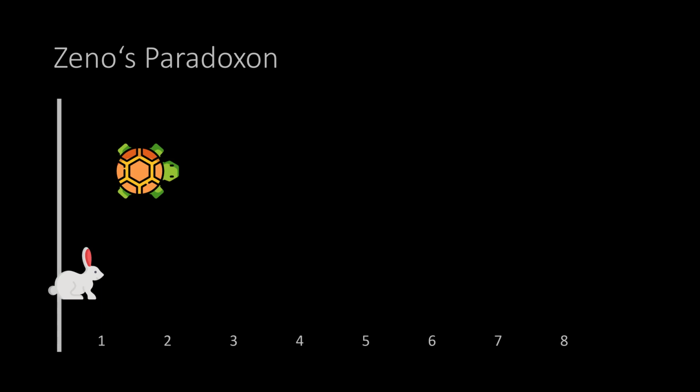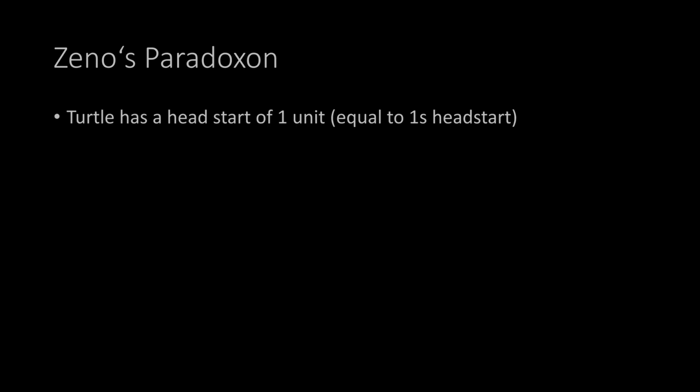In Zeno's paradox, the turtle is allowed to have a head start over the rabbit. In this case, it's a head start of exactly 1 unit, or 1 second. And what's the actual paradox about this? But before I come to this, it's important to understand that a 1 unit head start is equal to a 1 second head start. The turtle moves 1 unit per second, so if you give it a 1 unit head start, it's the same as if it just moved 1 unit.